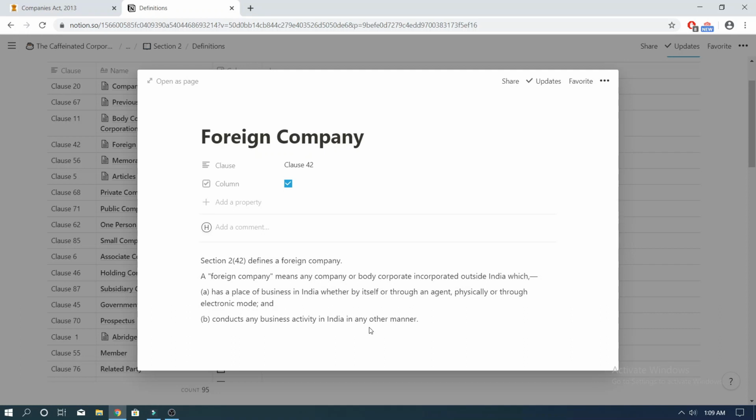Now, if we shift our focus back to the definition of foreign company and break it up into two parts, we can see that first of all, a foreign company necessarily has to be a company or a body corporate incorporated outside India, with the added condition given in the second part that it should have a place of business in India and should have some form of business activity. Now, do you think Space Exploration Technologies Corporation, or SpaceX, which is an American aerospace manufacturing and space transportation services company, would be treated as a foreign company as per the definition of the Companies Act 2013?